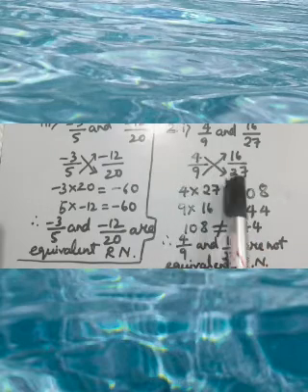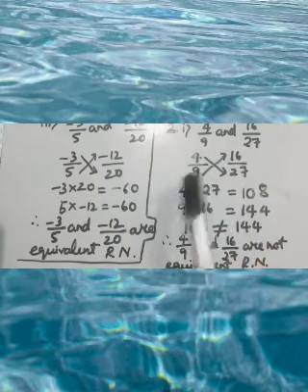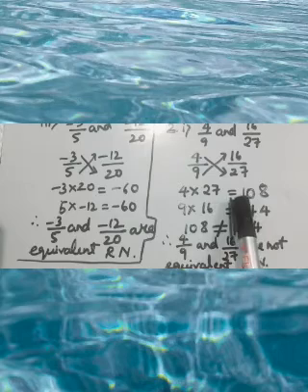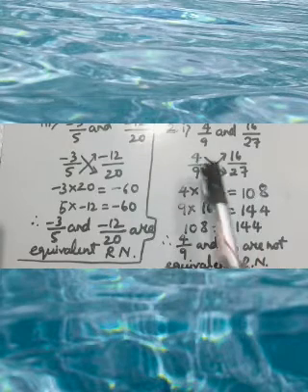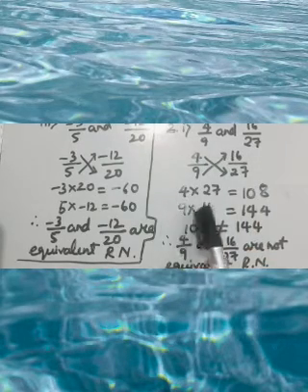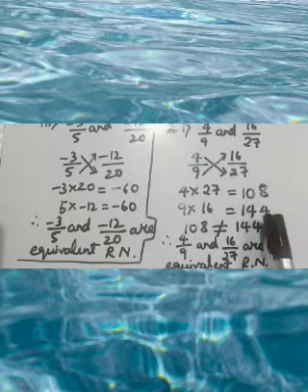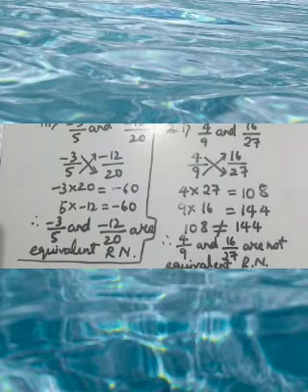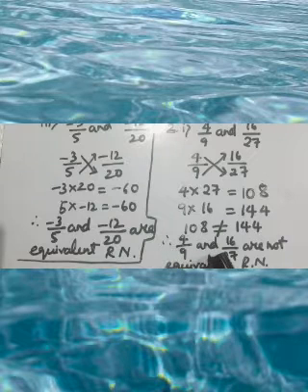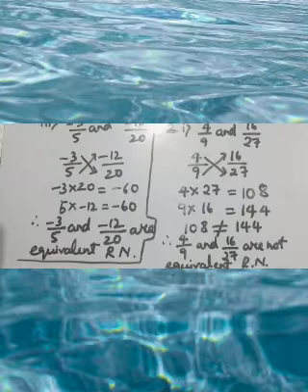So take the two rational numbers and cross multiply. 4 into 27, which is equal to 108. Then 9 into 16, which is equal to 144. Here 108 is not equal to 144. Therefore, we can say that 4 by 9 and 16 by 27 are not equivalent rational numbers.